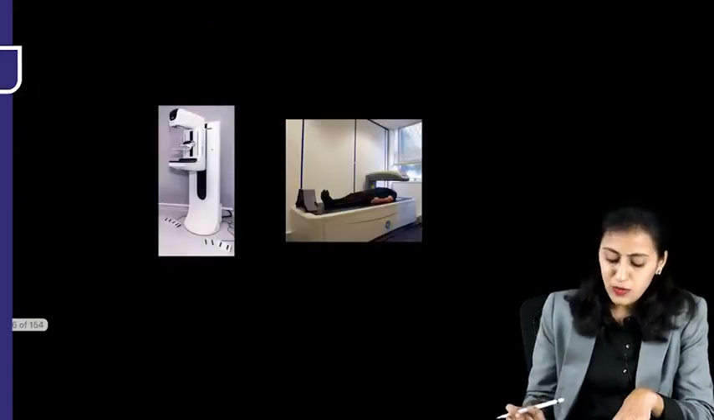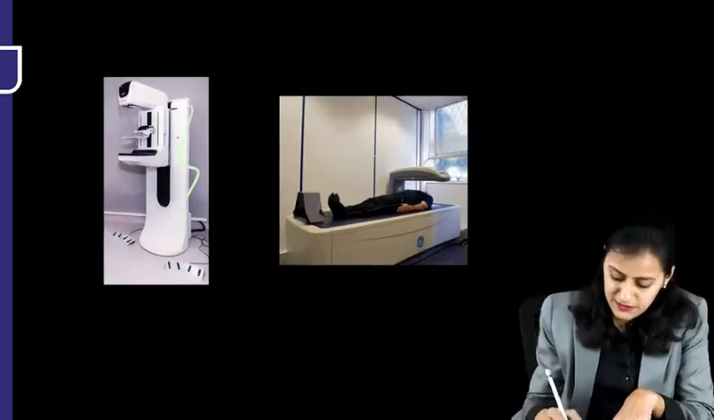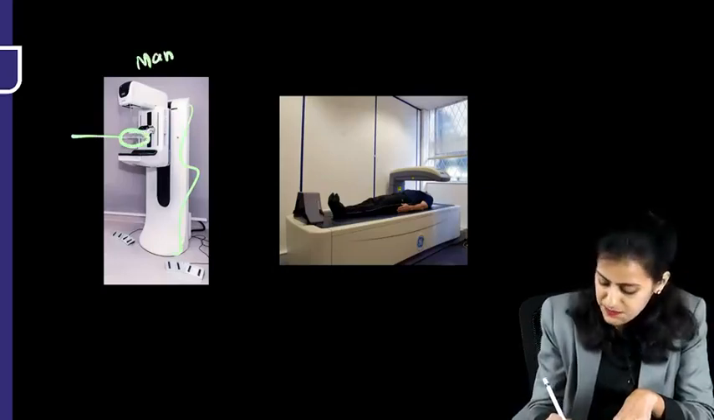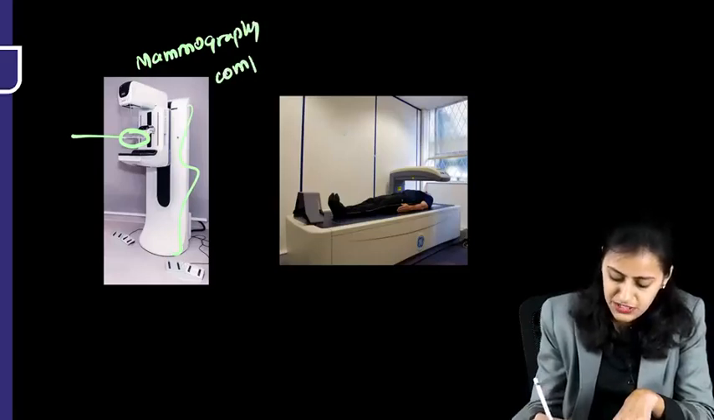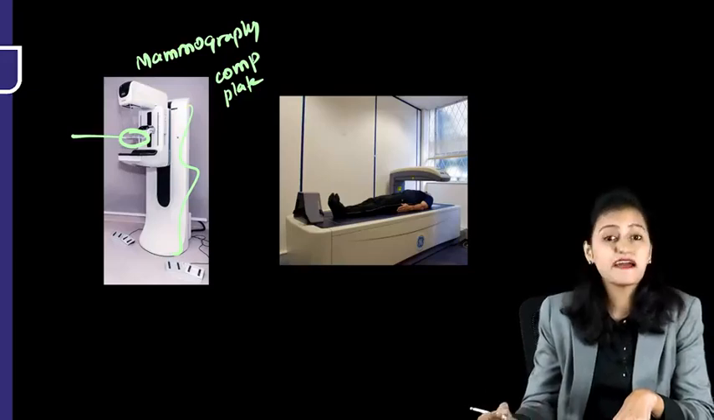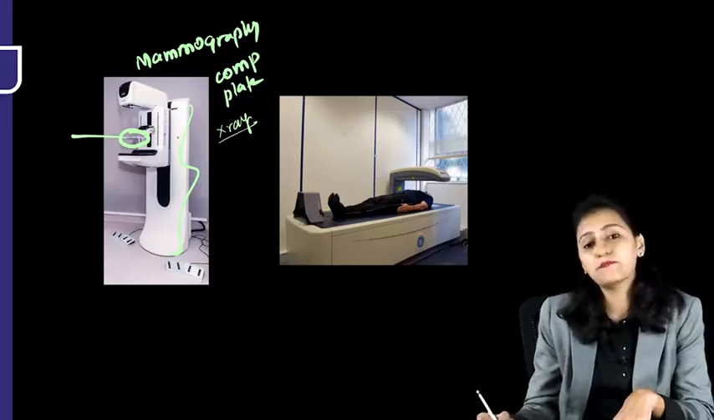Now going to the next one, what machines are these which have something like an overhead thing coming? So this machine here which has the compression plate also, this is mammography. Okay, this is mammography which has a compression plate like you can see here. And does mammography have radiation exposure? Yes, it's basically the X-ray of the breast with compression.